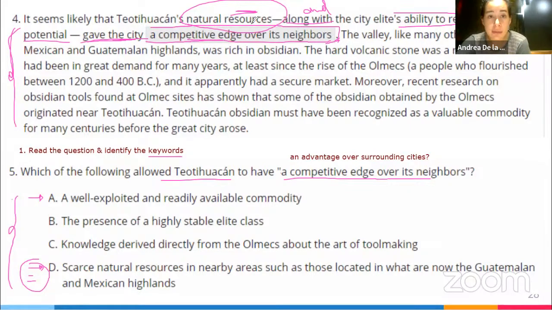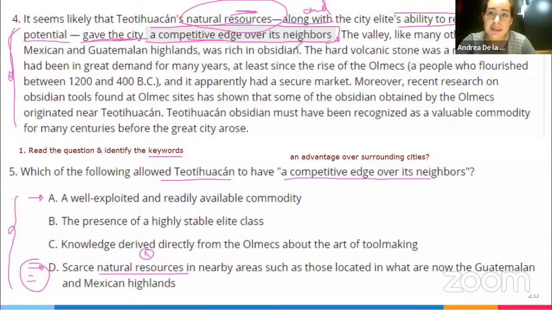I mean, we are talking about natural resources, great. That is one thing that gave the city a competitive edge, good. We have almost the answer, right? Now what we have to do is check, is it really correct? First thing that I'm noticing is that we're missing one more thing, because it wasn't just the natural resources they had. It was also the ability to recognize their potential. But let's just leave it there for a moment.